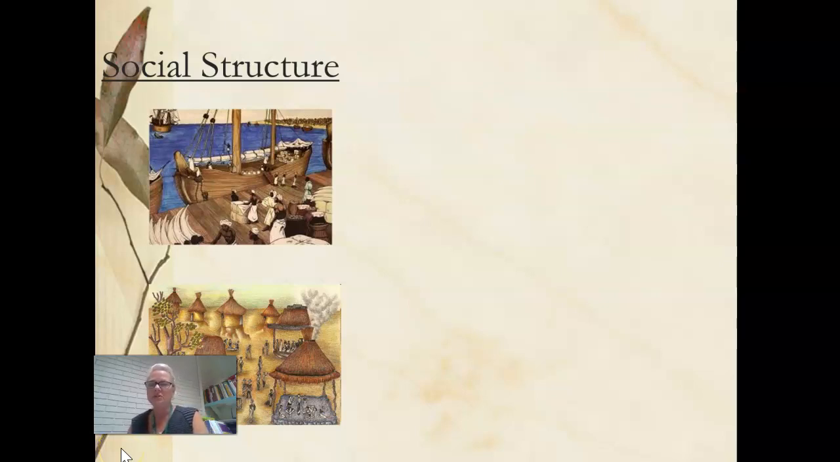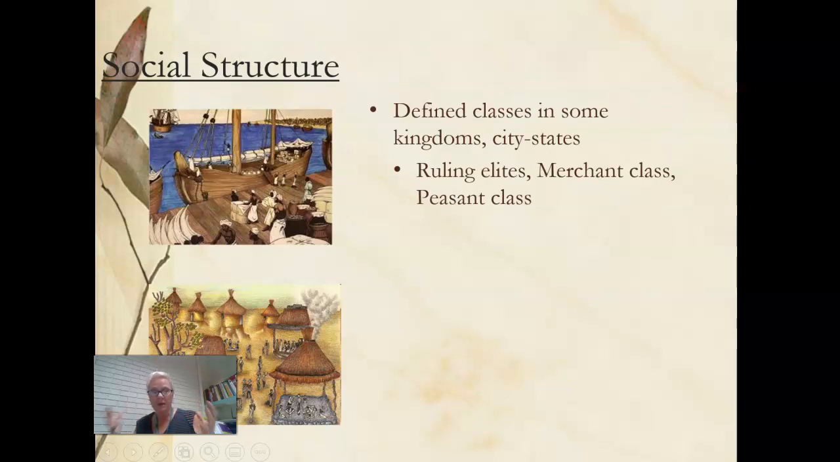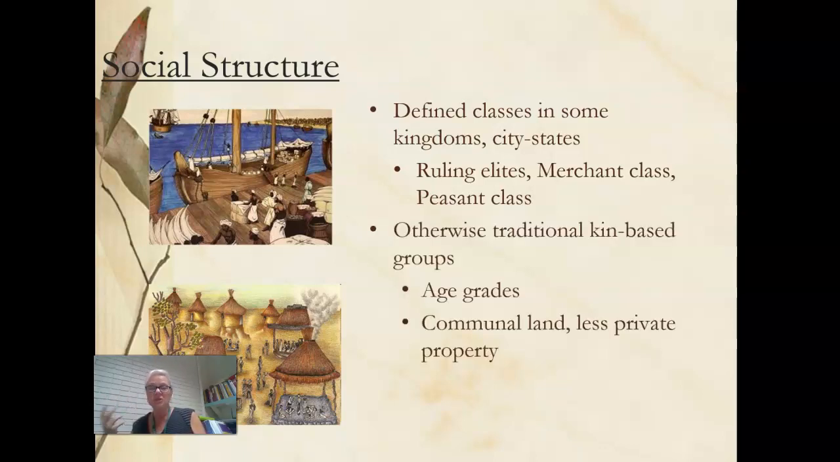I am here to finish up Chapter 6, and I'm going to talk a little bit about social culture, social structure, and slavery. So, first of all, in many parts of Africa, there were some defined classes with ruling elites, a merchant class, and a peasant class. But to be honest, much of Africa was not really that structured in a class system, especially when we get into the rural or the less populated areas.